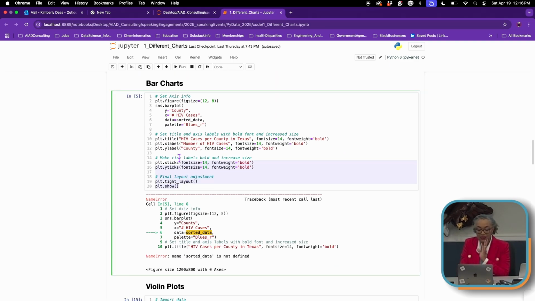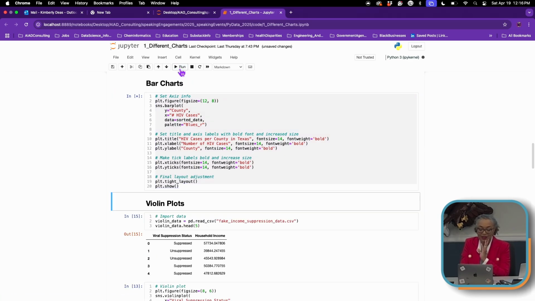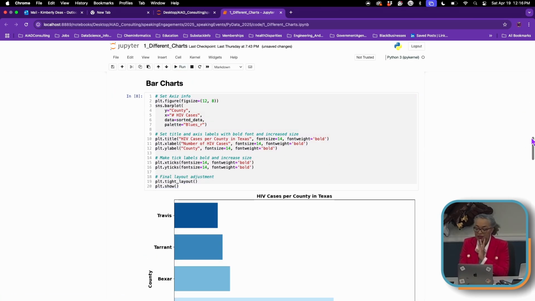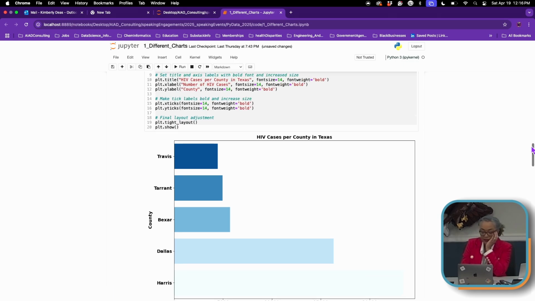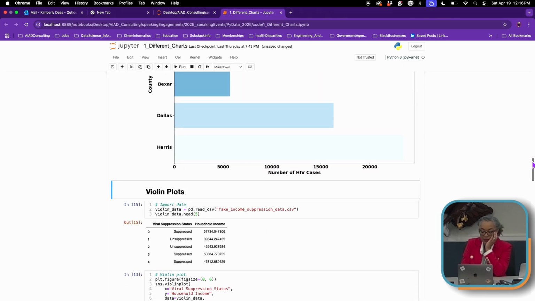Okay, so now we're going to go to our bar chart and it should work now that we have the right name. And it gave me the inverse, but that's okay. Oh gosh, it did give me the inverse. So again, Travis has the fewest, Harris County has the most. All right, let's go to the next one.